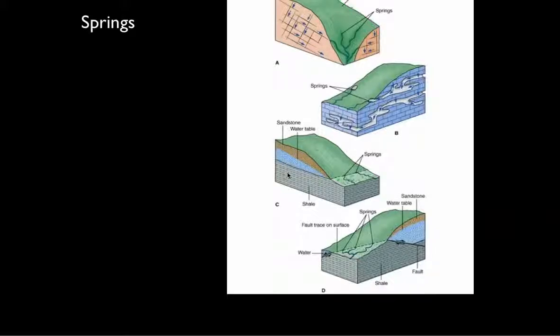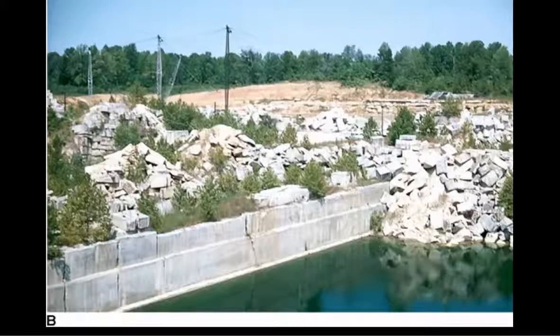Here is a spring caused by an impermeable layer, what we've been talking about. And here's a spring caused by a fault. Sometimes we create our own little springs. If we're operating a quarry where we dig down in the ground and we saw rocks out of the ground for countertops or something else, and we puncture the water table, we can create our own little spring.